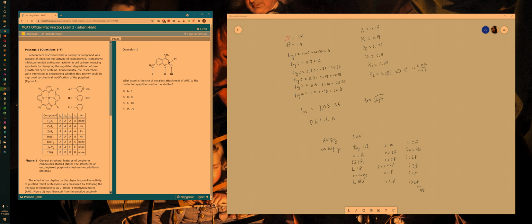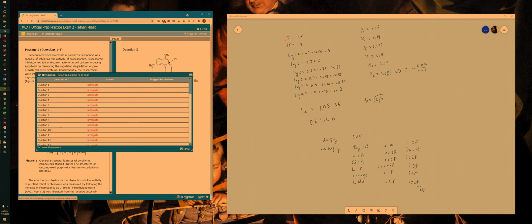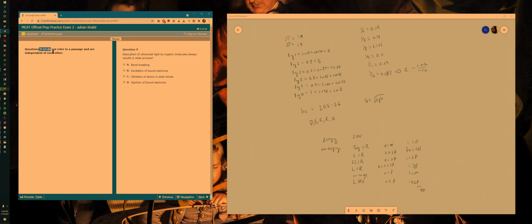First thing I want you to do is hit navigation and go to question 9, and then answer 9 through 12. So answer the discretes first. This is how you should answer them: if anything takes too long, guess and flag it for review. The idea is to finish the test with 10 minutes left for a review, so you can spend more time on the questions that take more time. I'm just going to quickly do this.